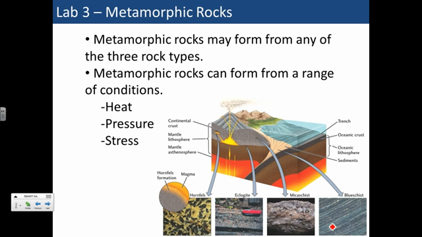In this case, metamorphic rocks are rocks that have formed from any of the three main kinds or classifications of rocks and have been subjected to heat, pressure, and different kinds of stresses. The areas where this is most likely to occur include places like subduction zones, where the crustal stresses and heat flow are high.